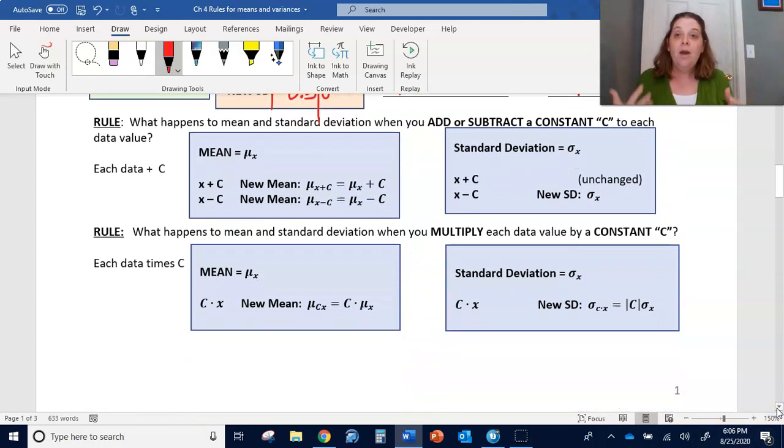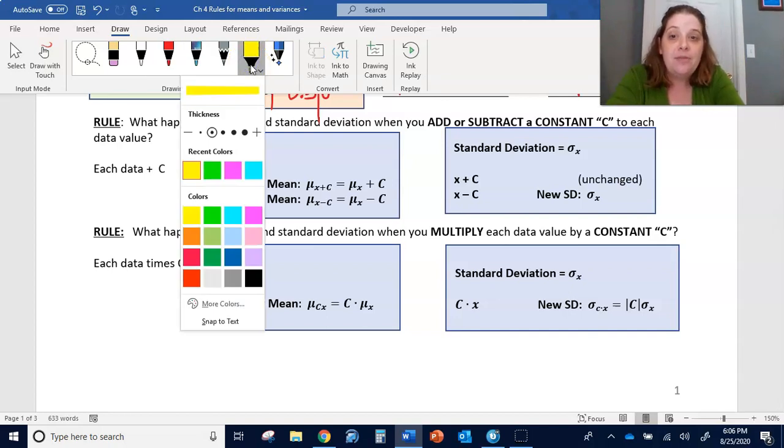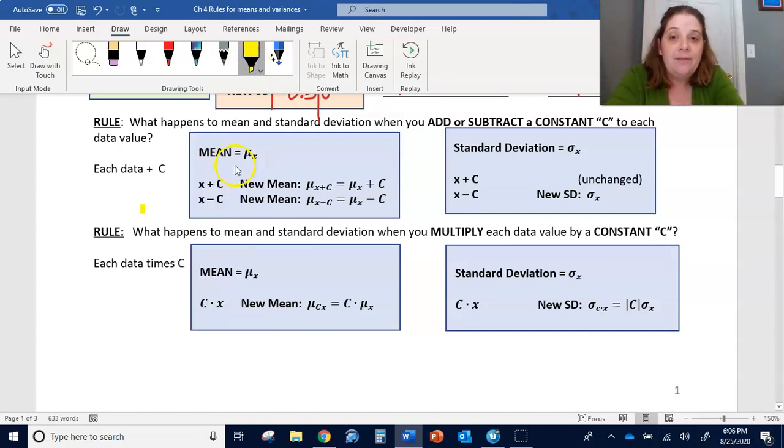The first thing is what happens to the mean and standard deviation when you add or subtract a constant to each data value. Okay, so if you're going to take each data value, you're going to add or subtract some constant value to it. So what we notice happens is that the mean itself, if I add to all of my numbers, the new mean is actually just that much bigger. It also increases by that same constant.